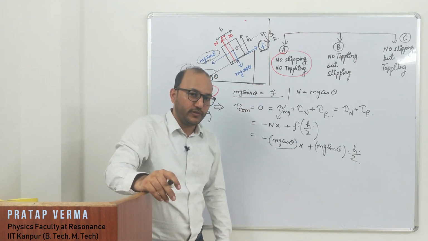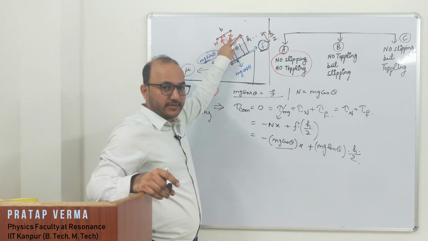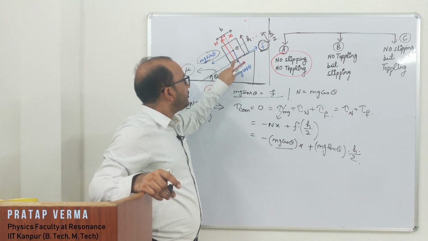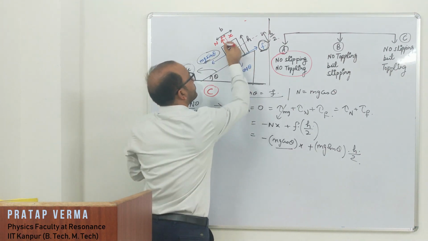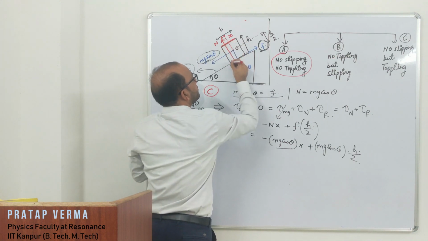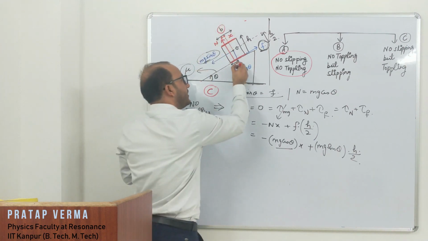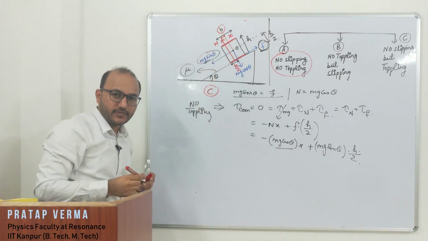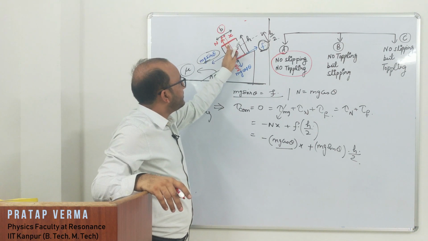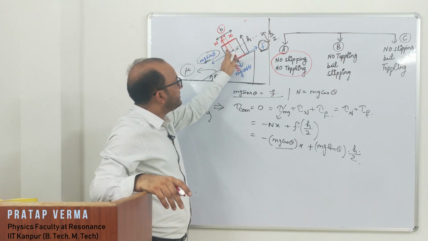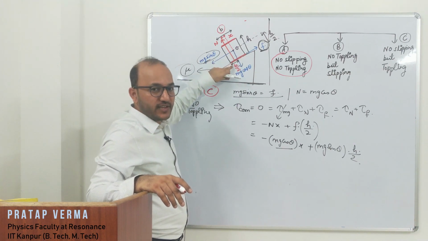But then I will argue the following. The value of x cannot go beyond b by 2. The dimension corresponding to this side of the cuboid is b only, and half of it is b by 2 only. If there is a toppling tendency, the normal reaction keeps on getting more and more distant from the center of mass. But the normal reaction has to be essentially acting on the block only.